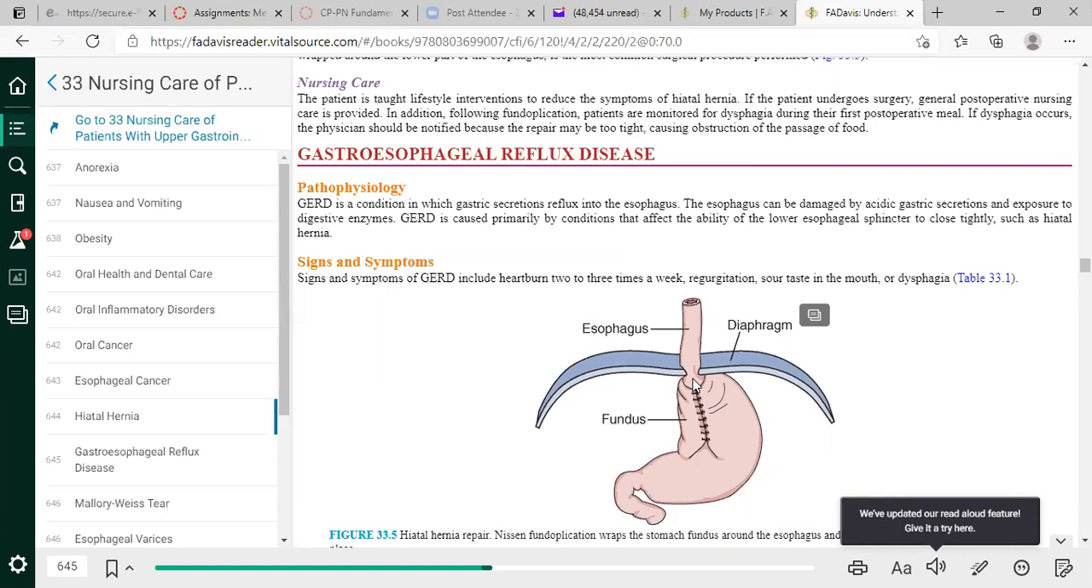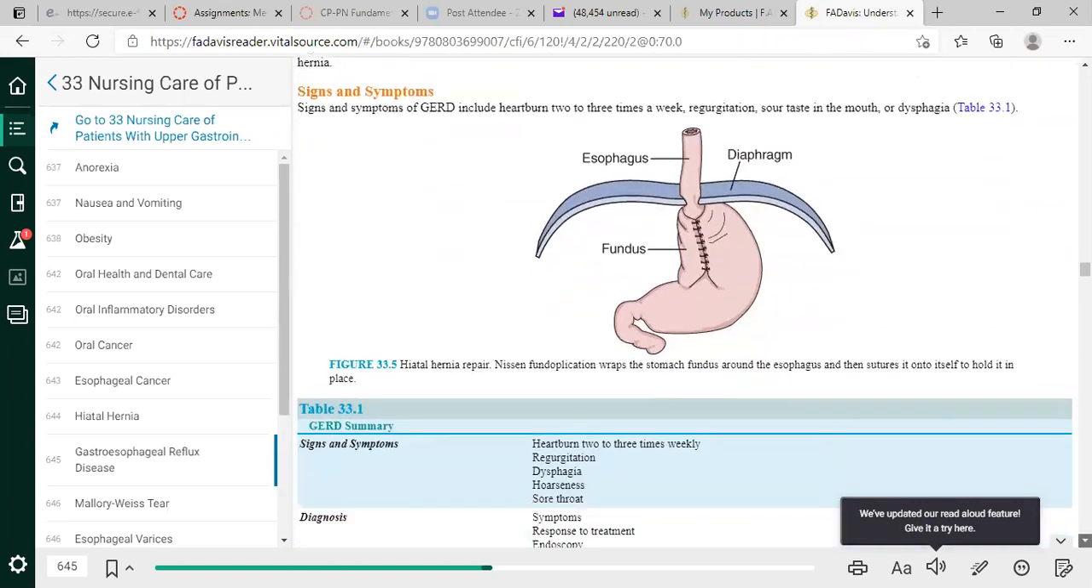With GERD, it's more so when patients eat certain foods or lay certain ways, that acid comes back up through your esophagus and causes that burning sensation. Some of the signs and symptoms of GERD are heartburn two to three times weekly, regurgitation, dysphagia, hoarseness, and sore throat.